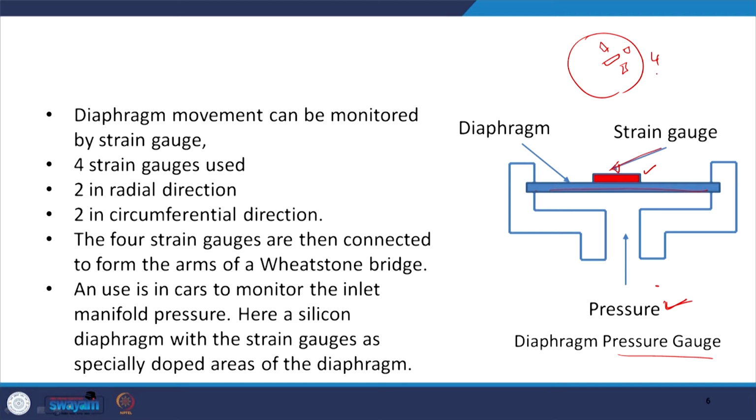These 4 strain gauges are connected to form the 4 arms of a Wheatstone bridge. And from the Wheatstone bridge we can find out the change in the resistances, or the voltages, whichever way you want to do it. Now, a use of this type of device is in cars to monitor the inlet manifold pressure.